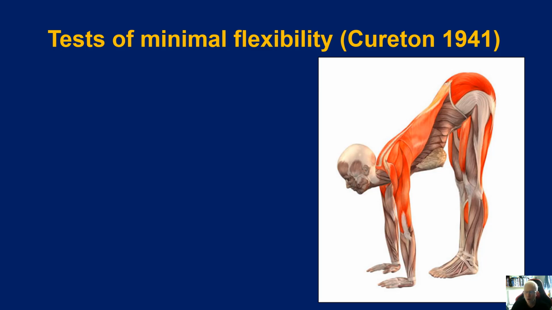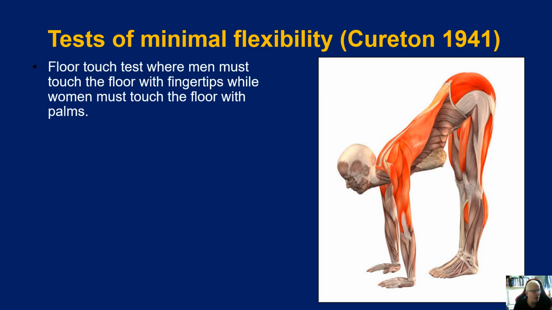So we'll start really where all these began, which is the test of minimal flexibility by Curtin, right back in the 1940s. And Curtin came up with a series of tests, which were really used in the US with the military as medical tests with young recruits. The first test they came up with is what's called the floor touch test. In this case, men touch the floor with fingertips, while women must touch the floor with the palms of their hands. And can you do this? Yes or no?